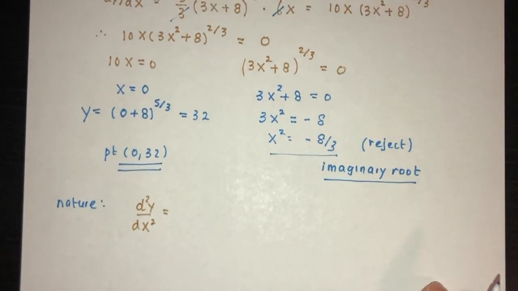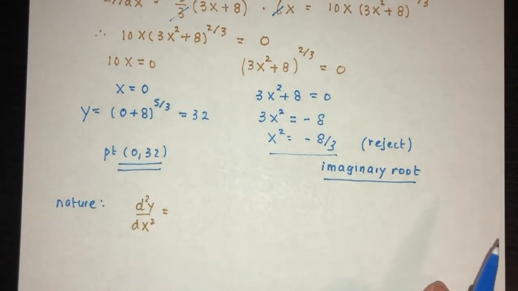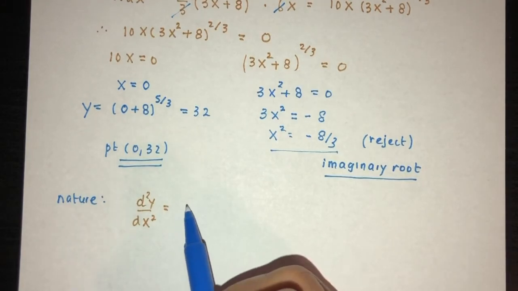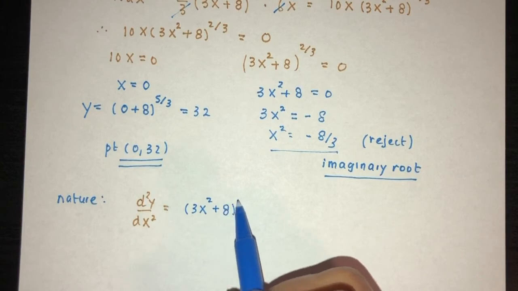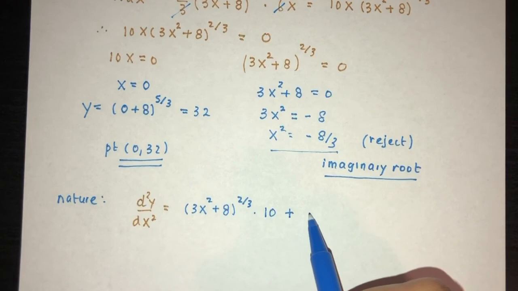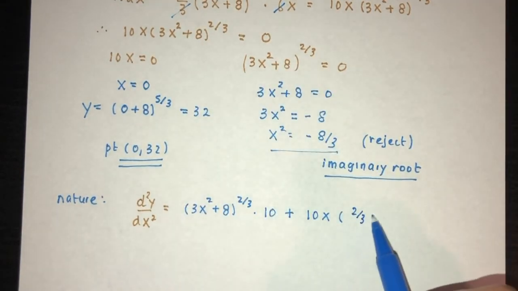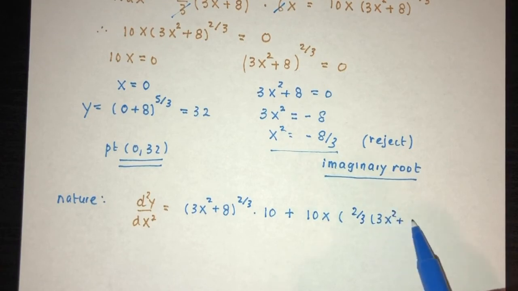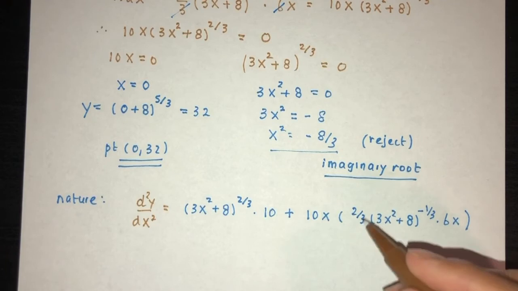Now, since we know dy by dx is this thing, as you can see, they are a product, so we have to use our product rule to find this. So first we leave the second part by itself and differentiate the first one, you will have 10. Then we write plus, and we leave the first one and differentiate this one, you will have 2 over 3 (3x squared plus 8) to the power minus 1 over 3 times 6x. And that will be everything. So we have to simplify now.